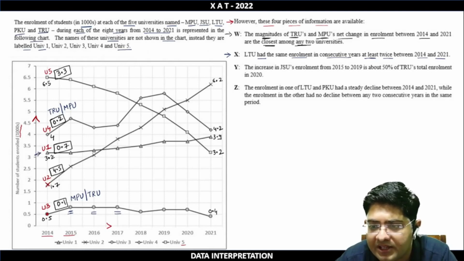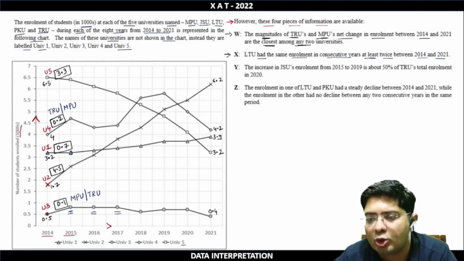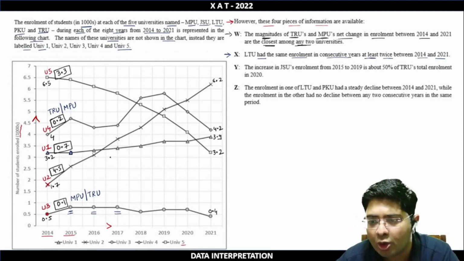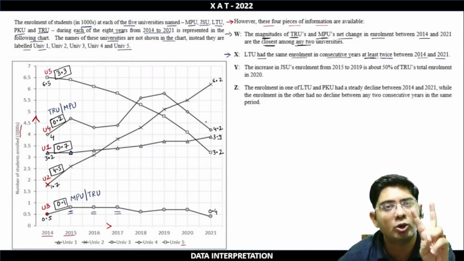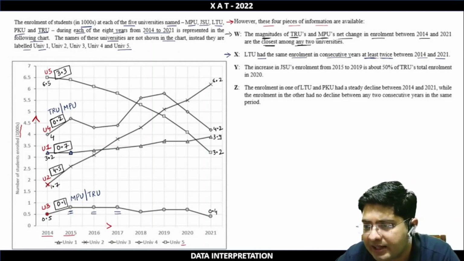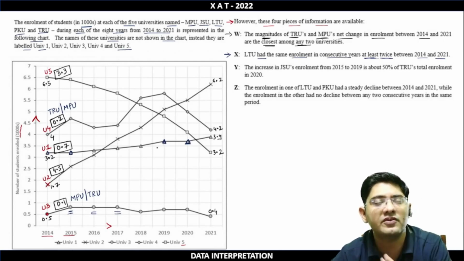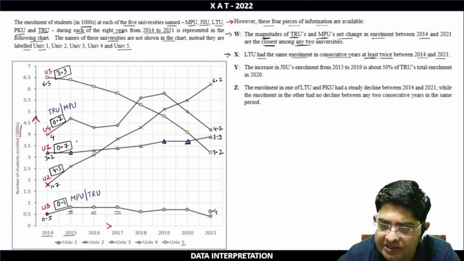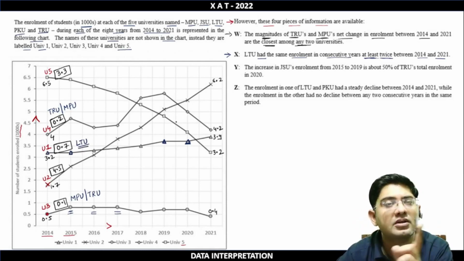In University 1 we can see that we have the same enrollment in 14 and 15. So in two consecutive years the enrollment is the same, and we were told it is at least twice. Next, I can see here in 2019 and 2020, in consecutive years the enrollment is again the same. So that means this is definitely LTU, because no other university line is showing the same enrollment in consecutive years.